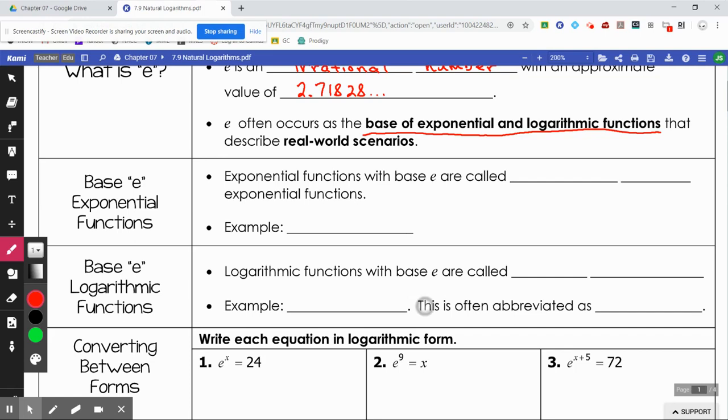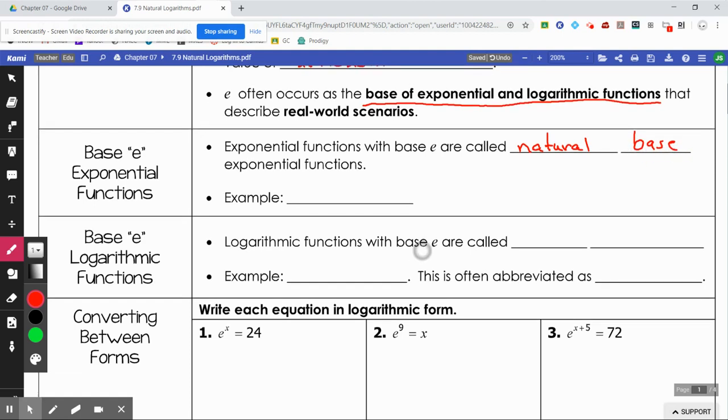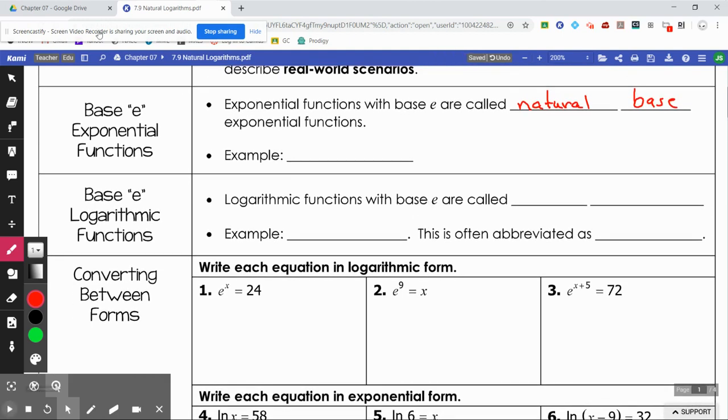Exponential functions with a base of e are called natural base exponential functions, a natural base. An example of this is f of x equals e to the x power, and it's so famous and so useful that we actually have calculator buttons dedicated to e to a power.